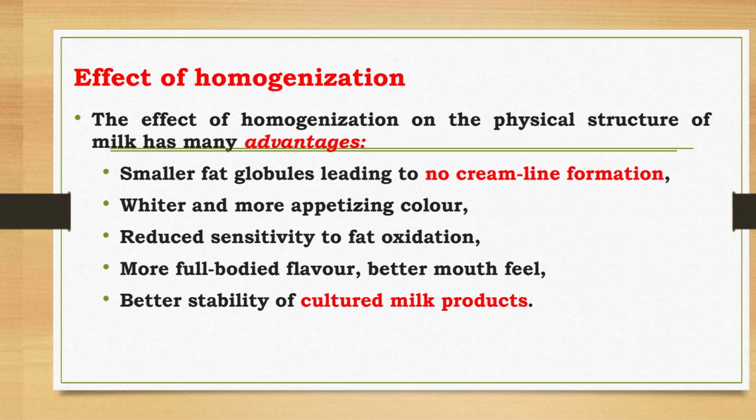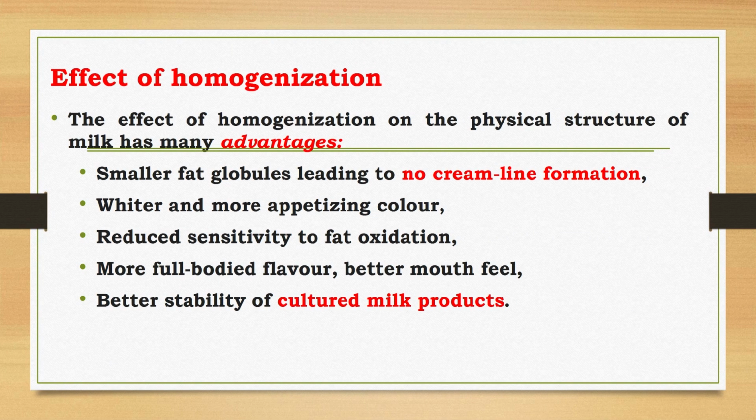So what is the effect of homogenization? It has many advantages for the physical structure of milk. It creates smaller fat globules, leading to no creamline formation. It gives milk a whiter and more appetizing color. It reduces sensitivity to fat oxidation. It provides a more full-bodied flavor and better mouthfeel. And it gives better stability to cultured milk products like yogurt.